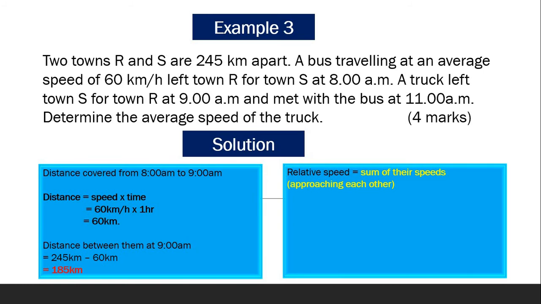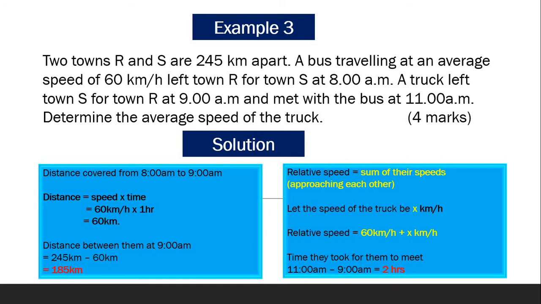Now, that is when we can apply the relative speed. Relative speed is the sum of the speeds because they are approaching each other. So let the speed of the truck be x kilometers per hour. So relative speed is 60 kilometers per hour plus x kilometers per hour, that gives us 60 plus x kilometers per hour. The time they took to meet is 11 a.m. subtract 9 a.m. That gives us 2 hours.